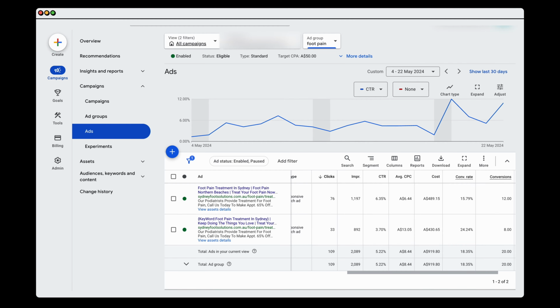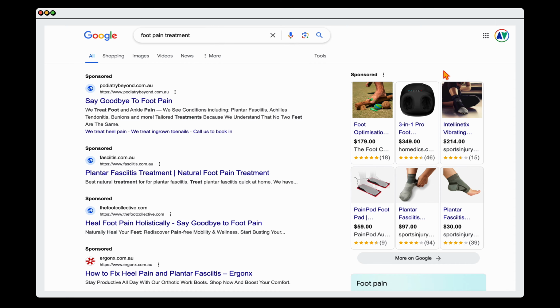So the first step of the process is what I recommend that you do: go through and complete a search for your top performing keywords.